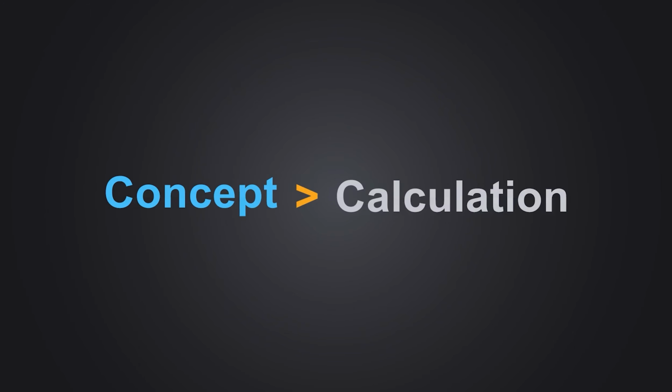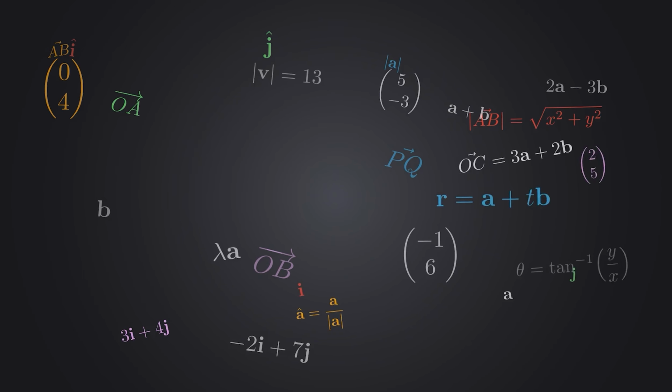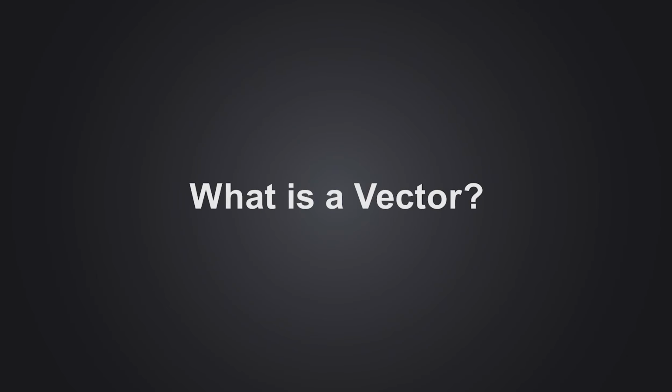But every textbook basically starts off by drowning you in notation. Bold letters, arrows on top, columns, i's and j's flying around, but they never actually tell you what a vector really represents. So before we touch any of that, what actually is a vector?